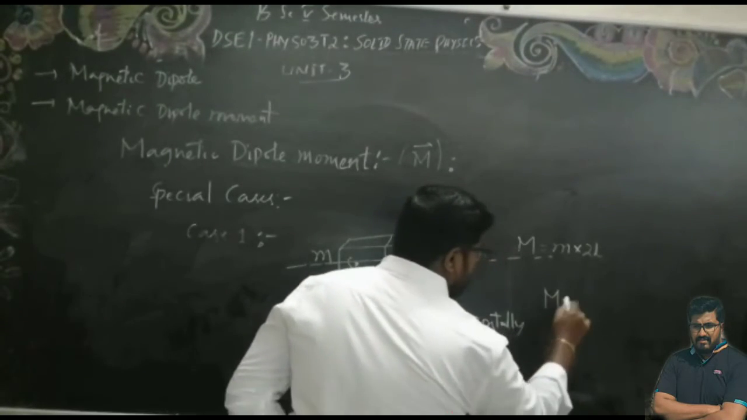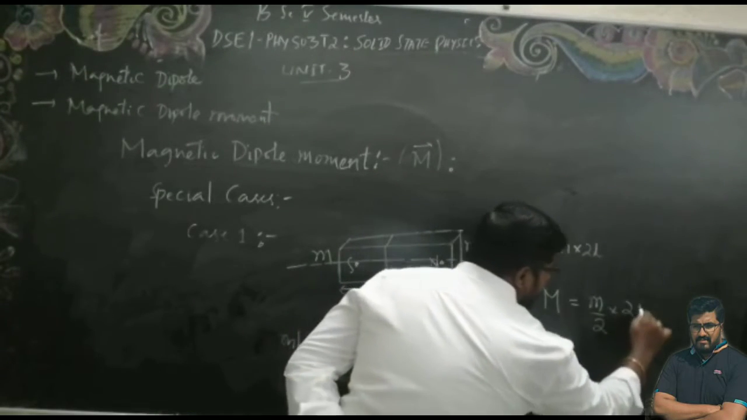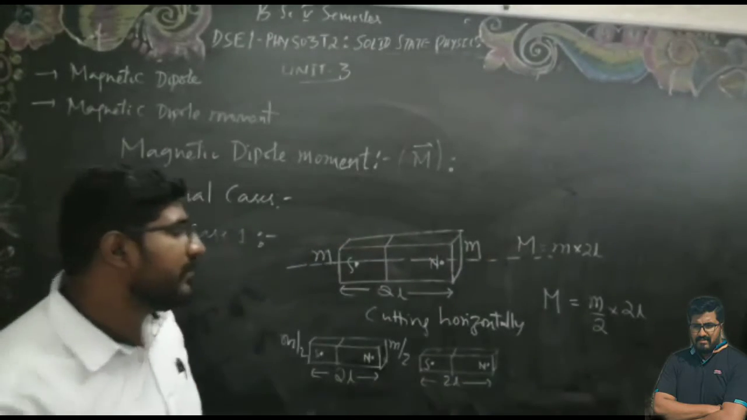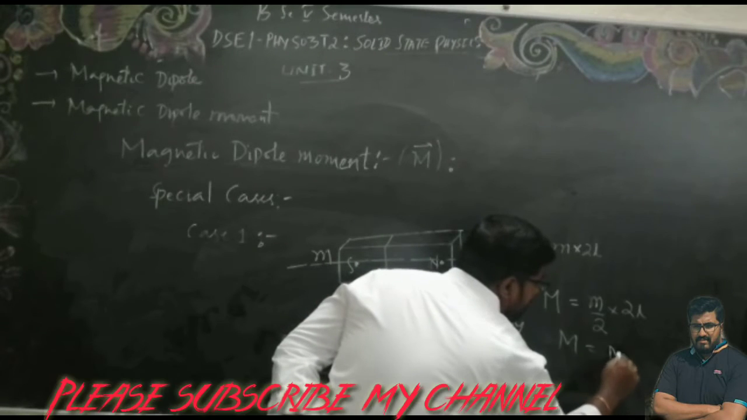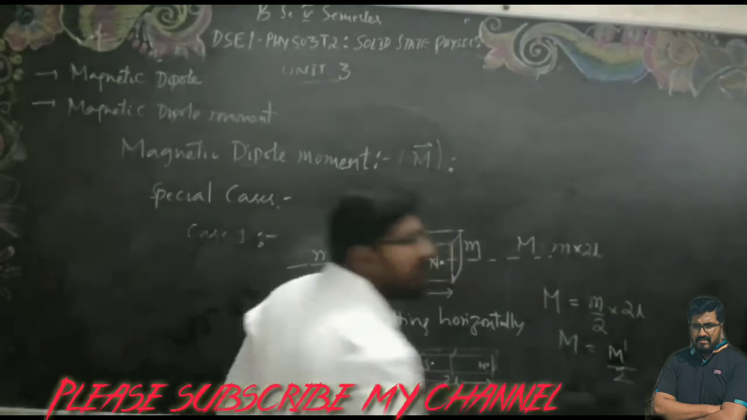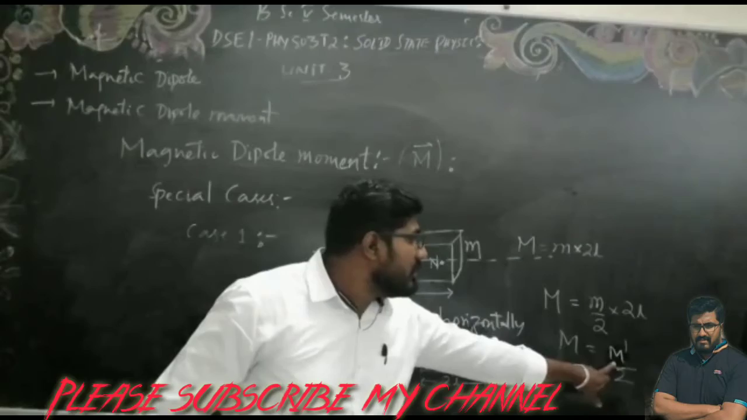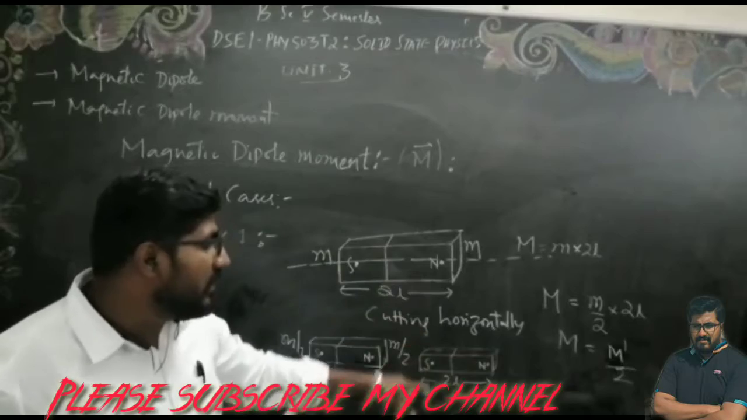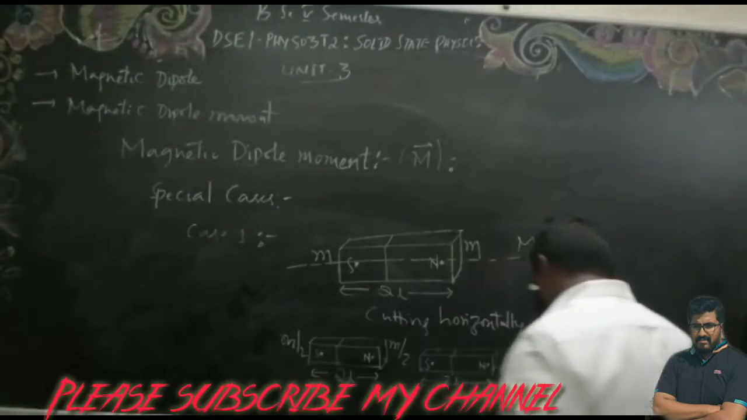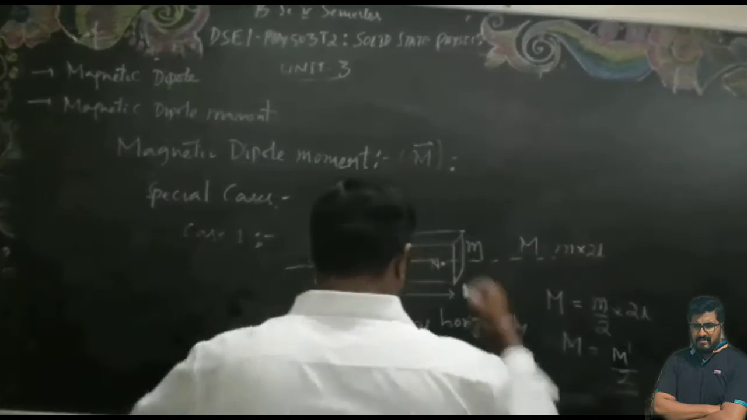Therefore, what happens to the magnetic dipole moment now? That is m by 2 into our magnetic length 2L. Therefore, m into 2L is our magnetic dipole moment, and this one I call m dash, because the area is reduced. Because of that, the pole strength is going to become half. Let me write it in terms of the cases.